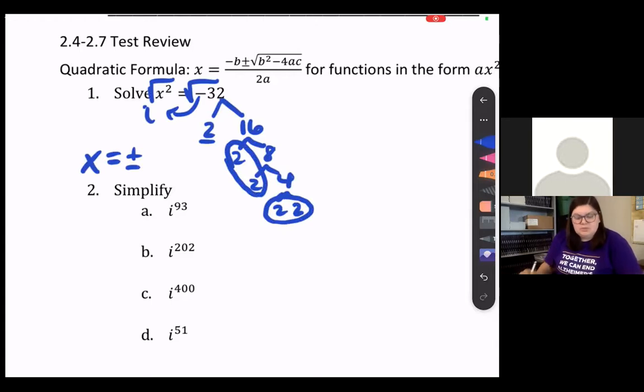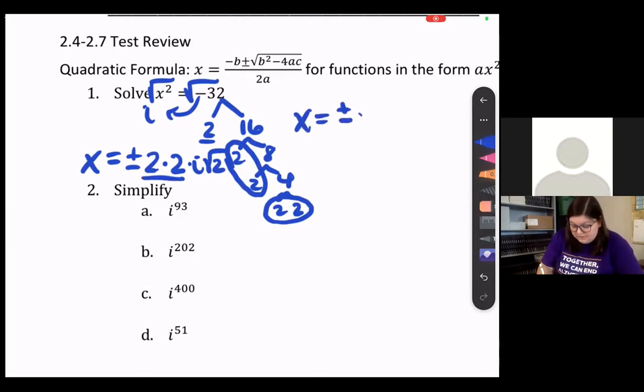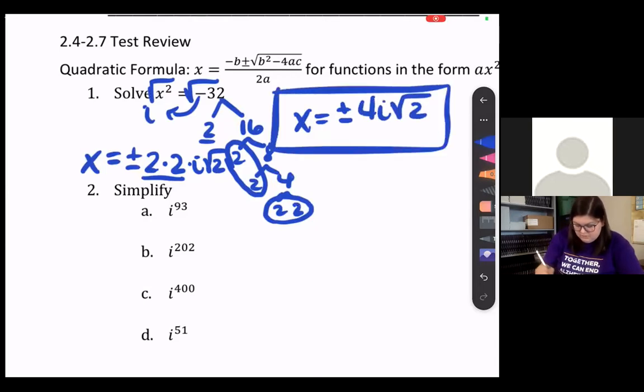So when we are doing that, remember anything that has a pair comes out, anything that does not stays underneath. So I'm taking out a 2, I'm taking out another 2, I'm taking out the i from above, and then underneath the square root, I still have a 2. Then I need to combine that all together for my final answer, x equals plus or minus. I'm multiplying those 2's together, so I get 4i square root of 2. So there's your final answer for number 1.